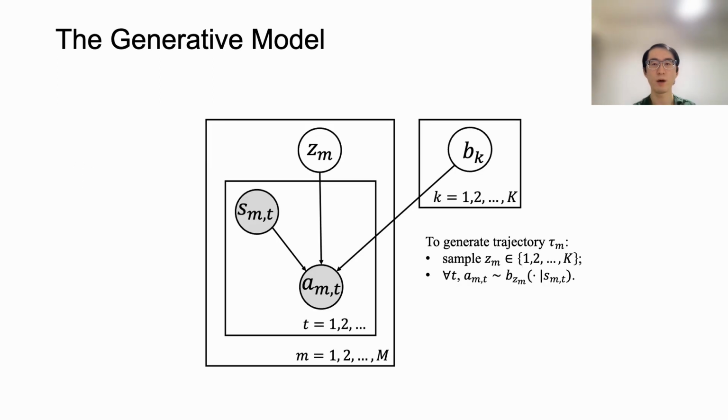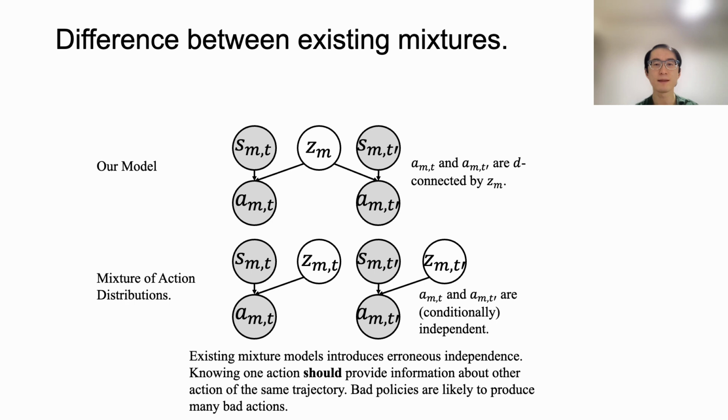Here is a graphical model representation for our generative model. It assumes that each trajectory is generated by a single policy. So to generate tau m, first you sample an assignment variable zm from 1 to k. Then all the actions in this trajectory are generated by the policy bzm. In some sense, our proposed model is still a mixture model.